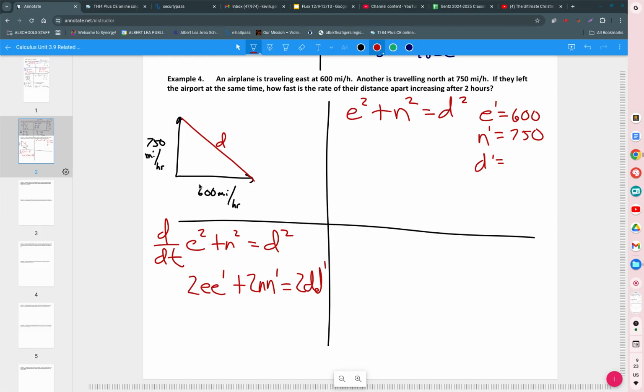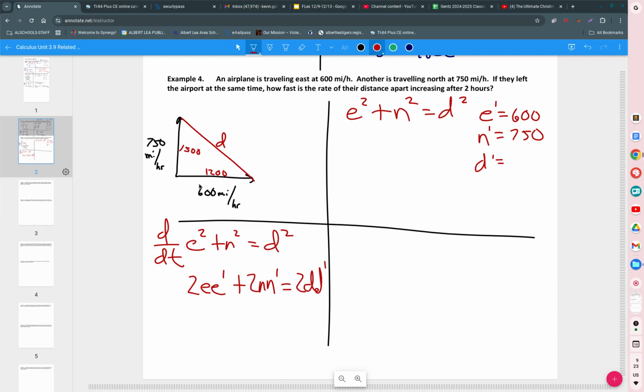I've got E, N, and D that have popped up in the problem, and I'm not given E, N, or D, am I? But I'm given something in the problem that might help. What piece of information am I given that I have not used? 2 hours. After 2 hours, how far would this plane have traveled? 1200. And this plane? 1500.